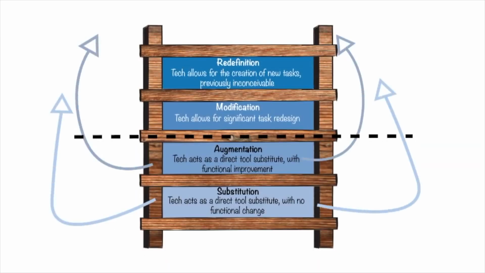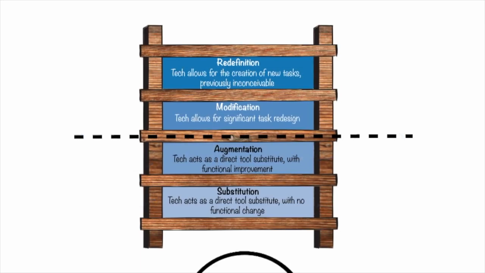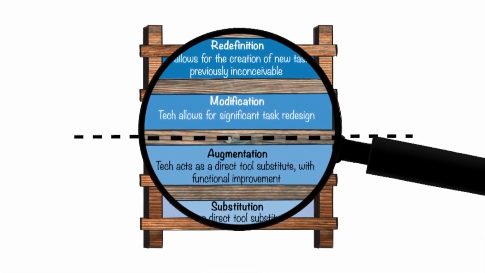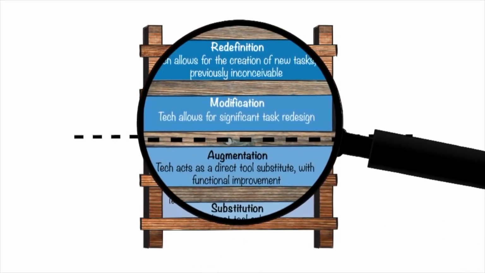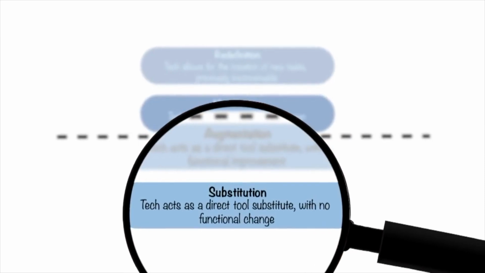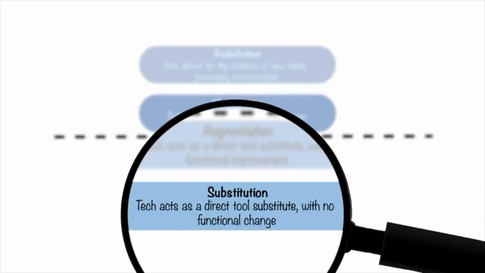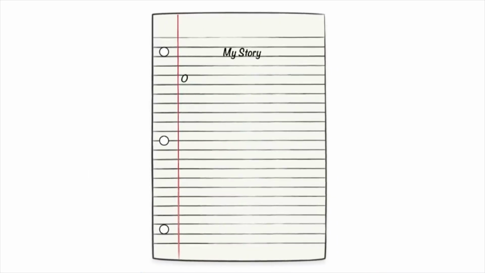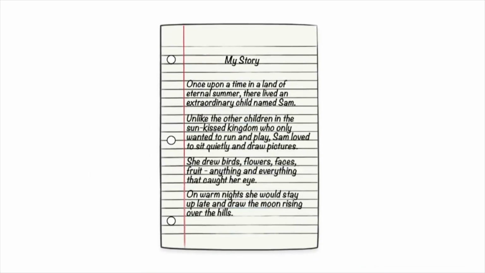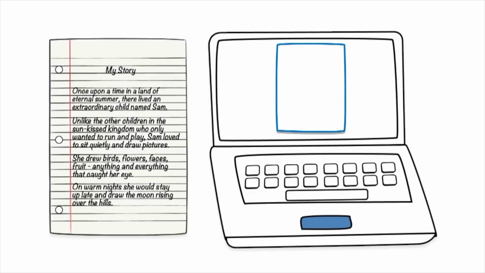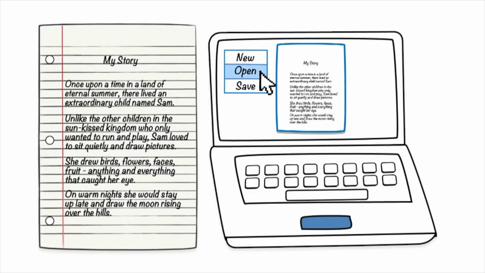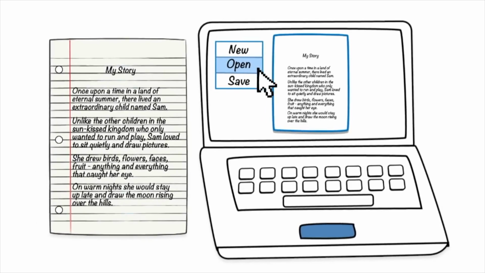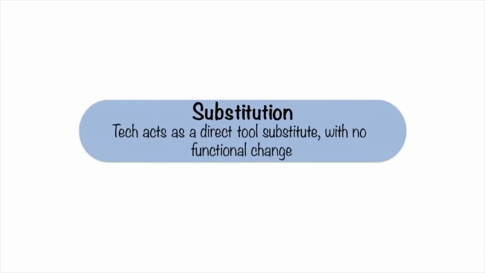How can you teach above the line? Let's take a look at an example of a classroom task and how it evolves through the lens of SAMR. In substitution, technology acts as a direct tool substitute with no real functional change to the task. For example, take creative writing. What if you had students write a story using a word processing program? In this case, students are substituting a handwritten story for a typed story. The task is the same with no real change in student engagement.